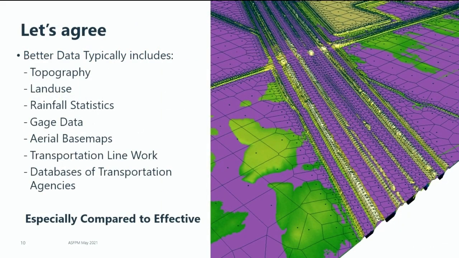Better data typically includes topography, land use, rainfall statistics, gauge data. It might be more gauges, it might be just longer records of gauges. Better base maps, better transportation line work, and better data associated with transportation databases from the various agencies. All of this is reflecting as being better than it would have been associated with the same data used on the effective maps that could be 10, 20, or 30 years old.